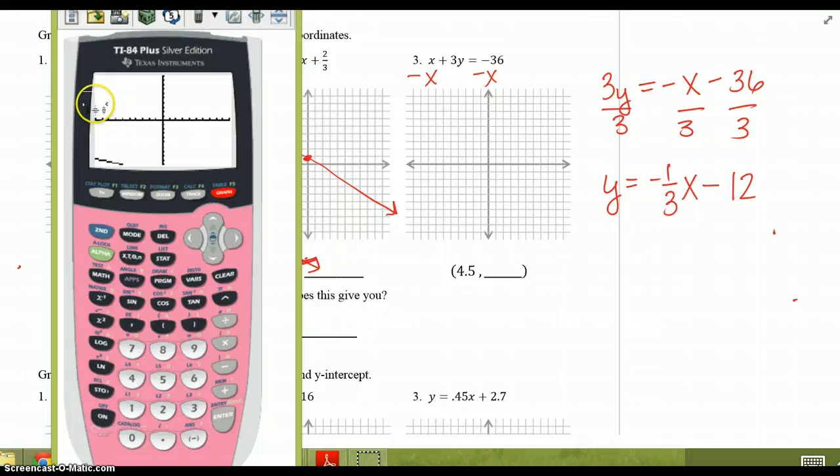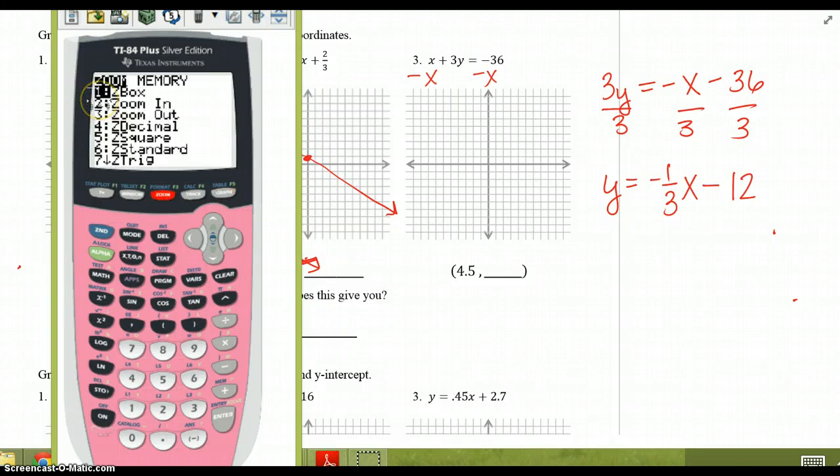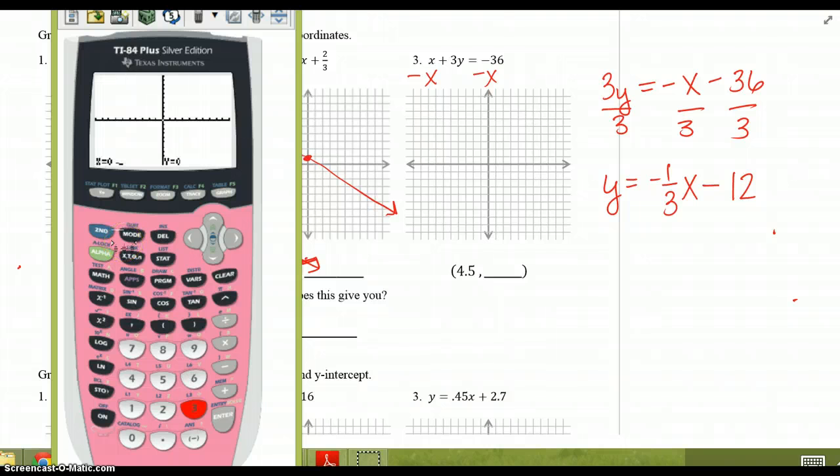So there's just a zoom out feature. You can go to zoom. See, number 3 says zoom out. Once you press that, it won't actually do that. It takes you back to the screen, and you press enter when you're ready to zoom out. So you'll see there that we've zoomed out.